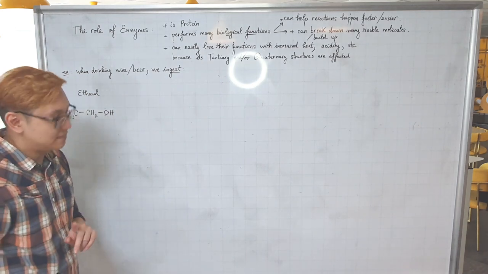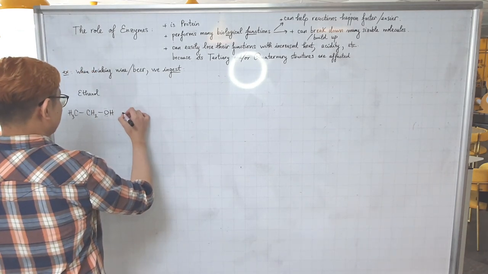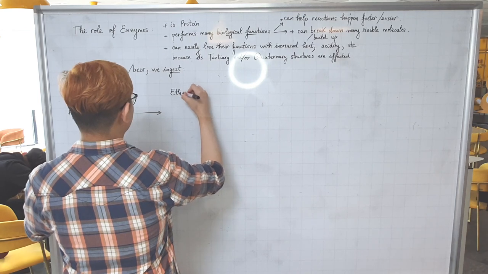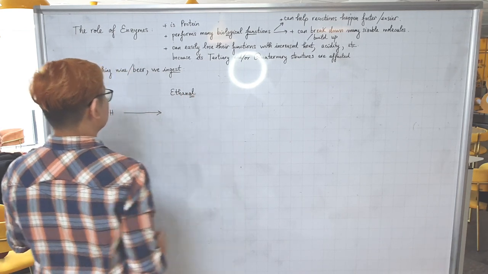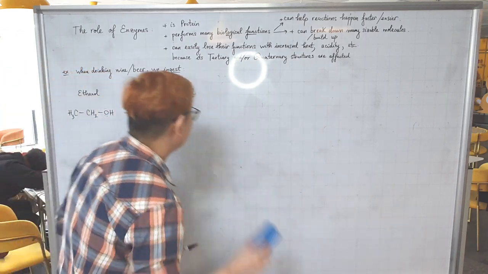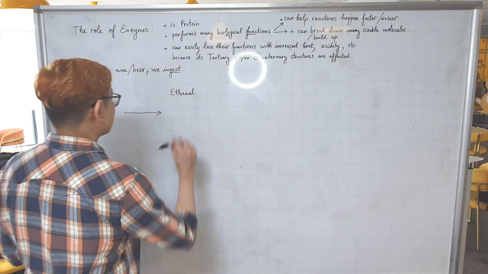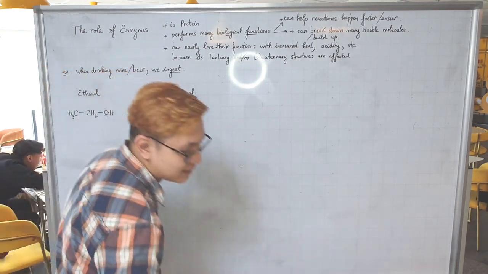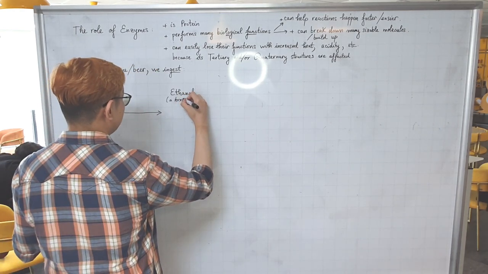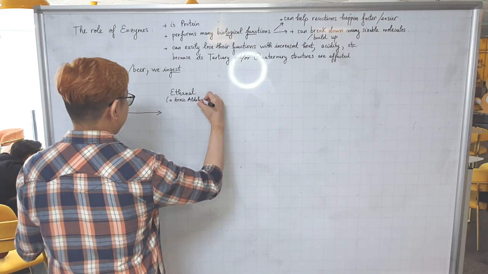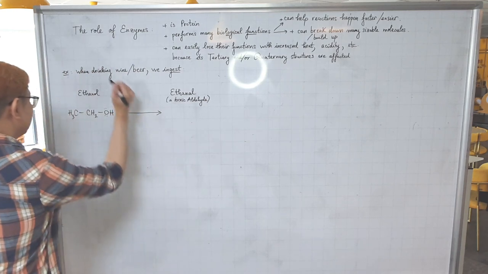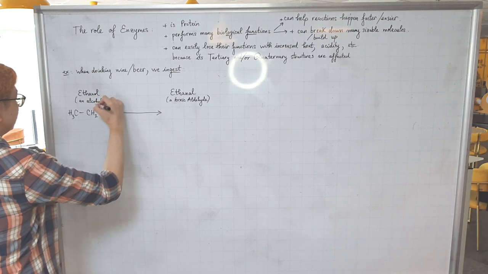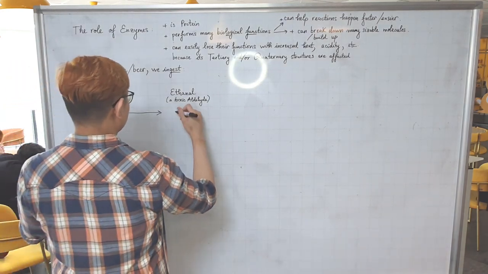But here in the liver, this ethanol will undergo conversion and become acetaldehyde, which is a toxic aldehyde. Độc hại nha. Ethanol is an alcohol, một nhóm alcohol.